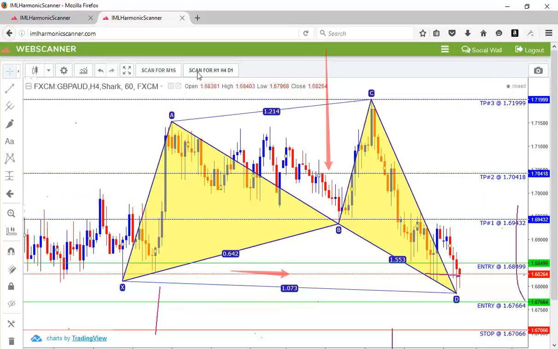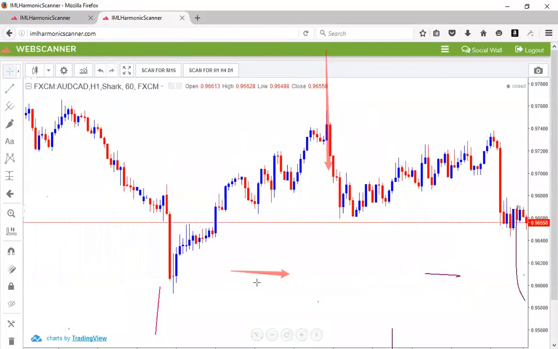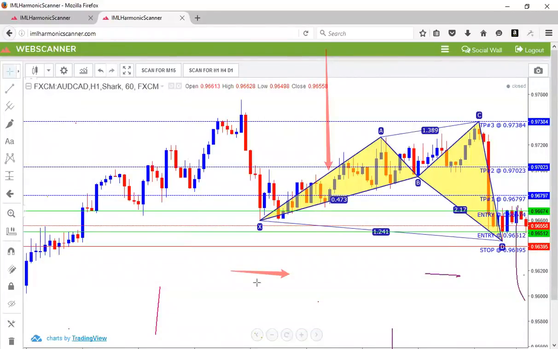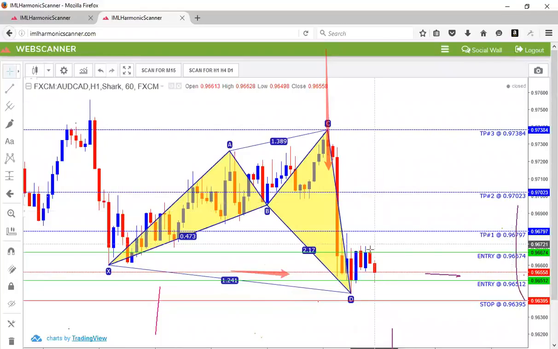So let me find another one, because I want to show you guys a true example of a trade doing what the scanner is saying. Let me move this out of the way. Okay.